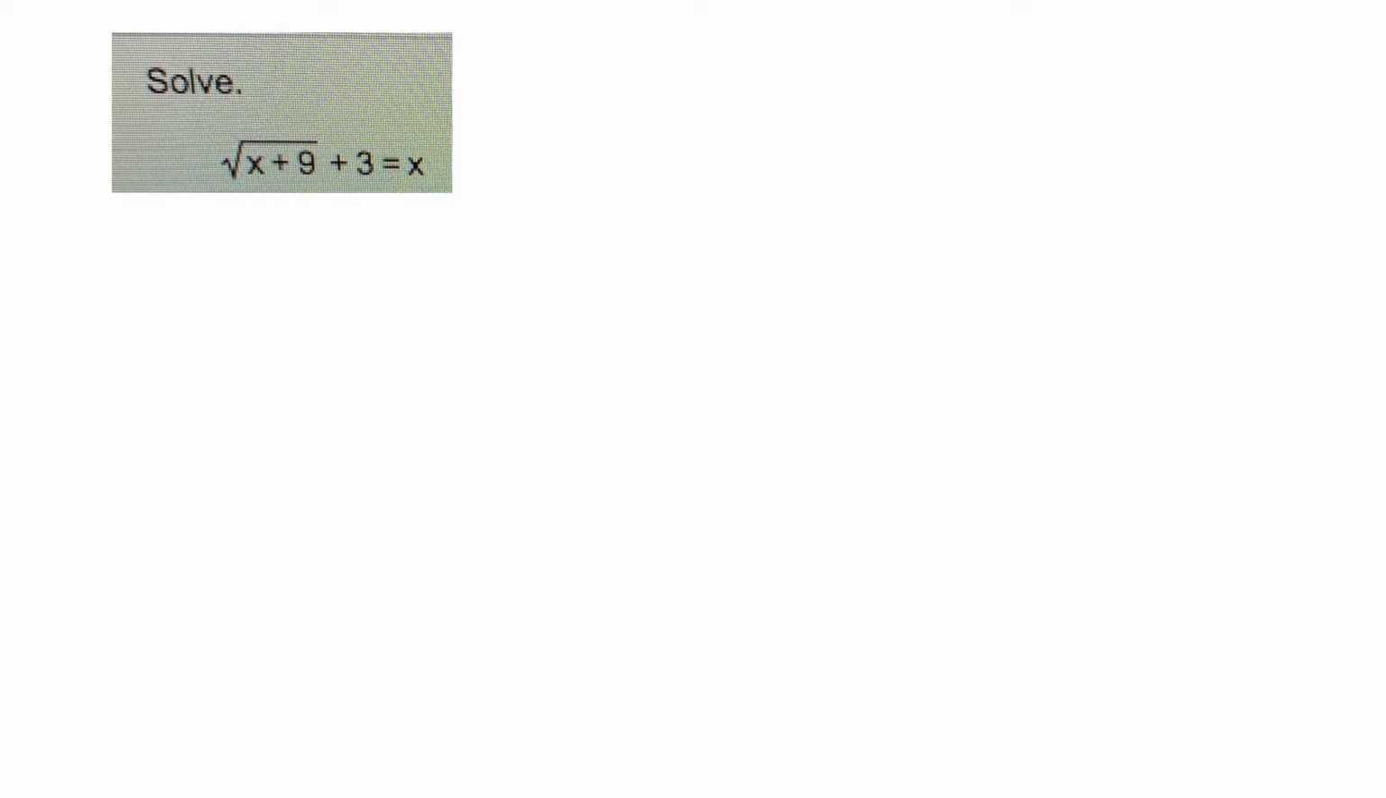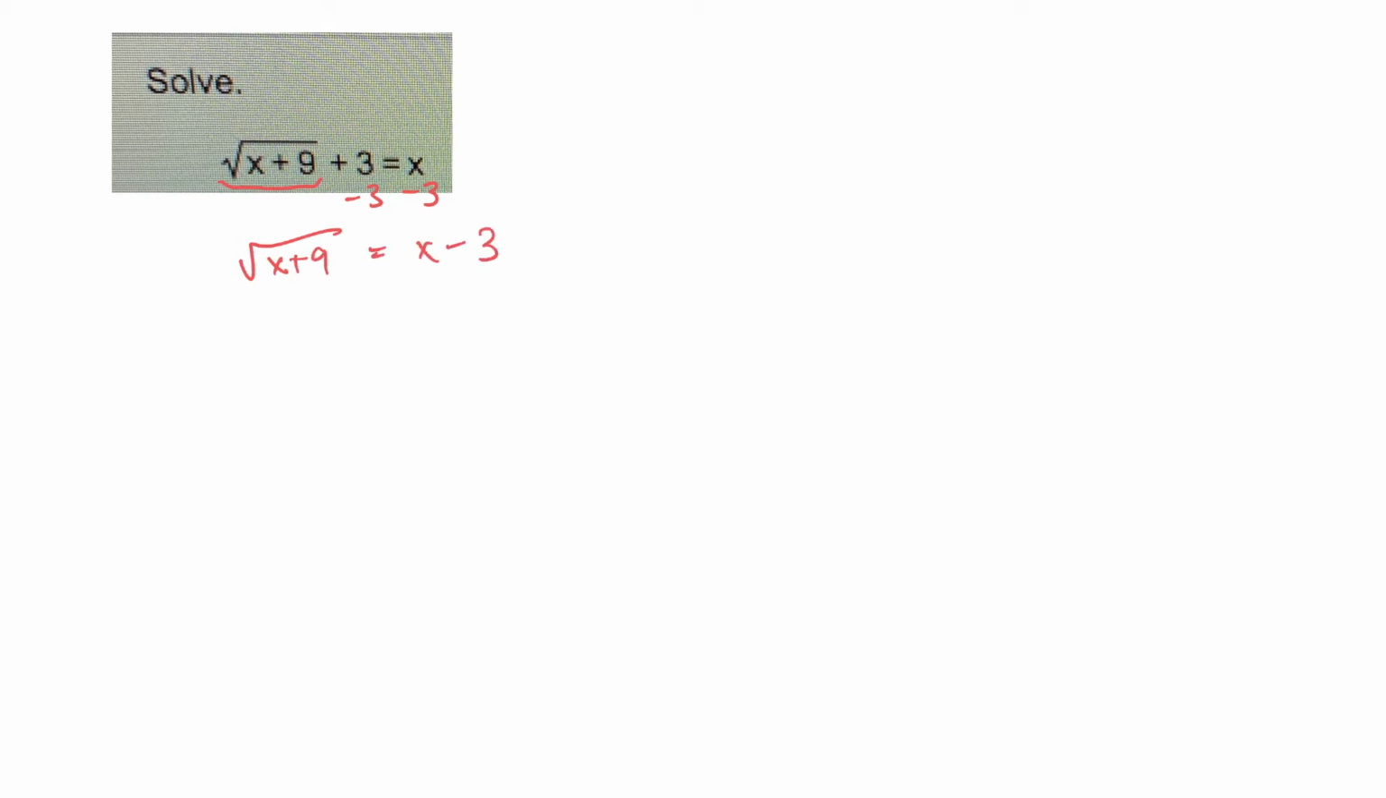Right, here's a good question. You're asked to solve for values of x that'll make this statement true. So the first thing I need to do is isolate a radical. So I have to get rid of this 3. So subtract 3 on both sides. So I have root x plus 9 is equal to x minus 3.